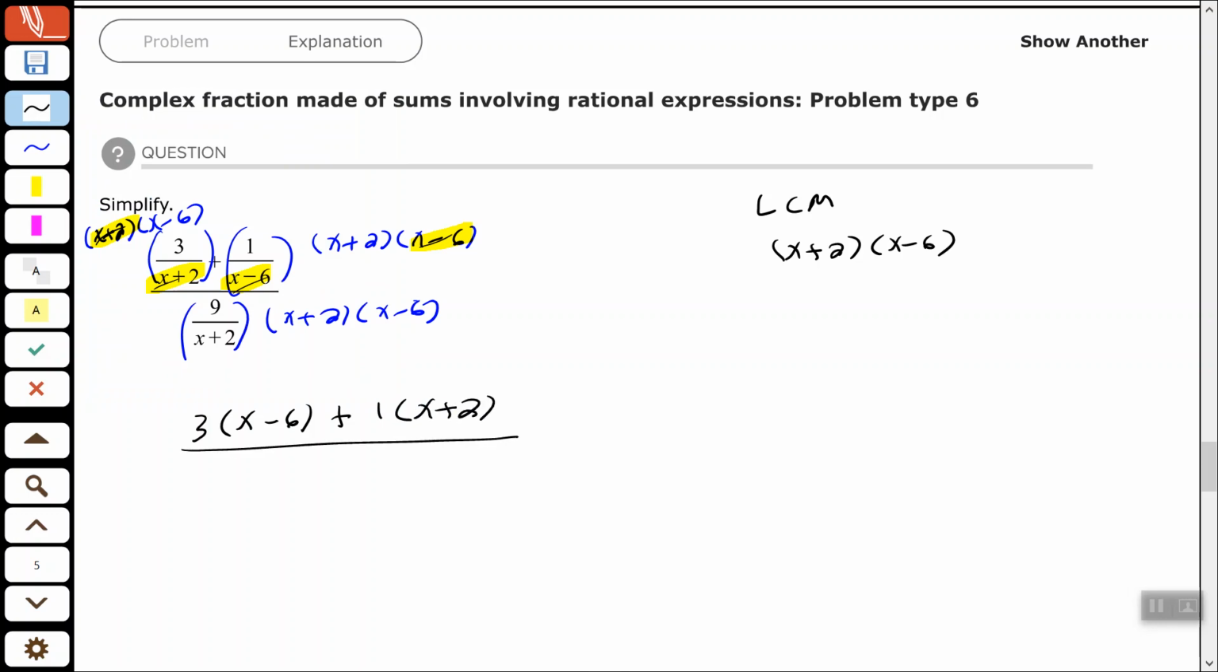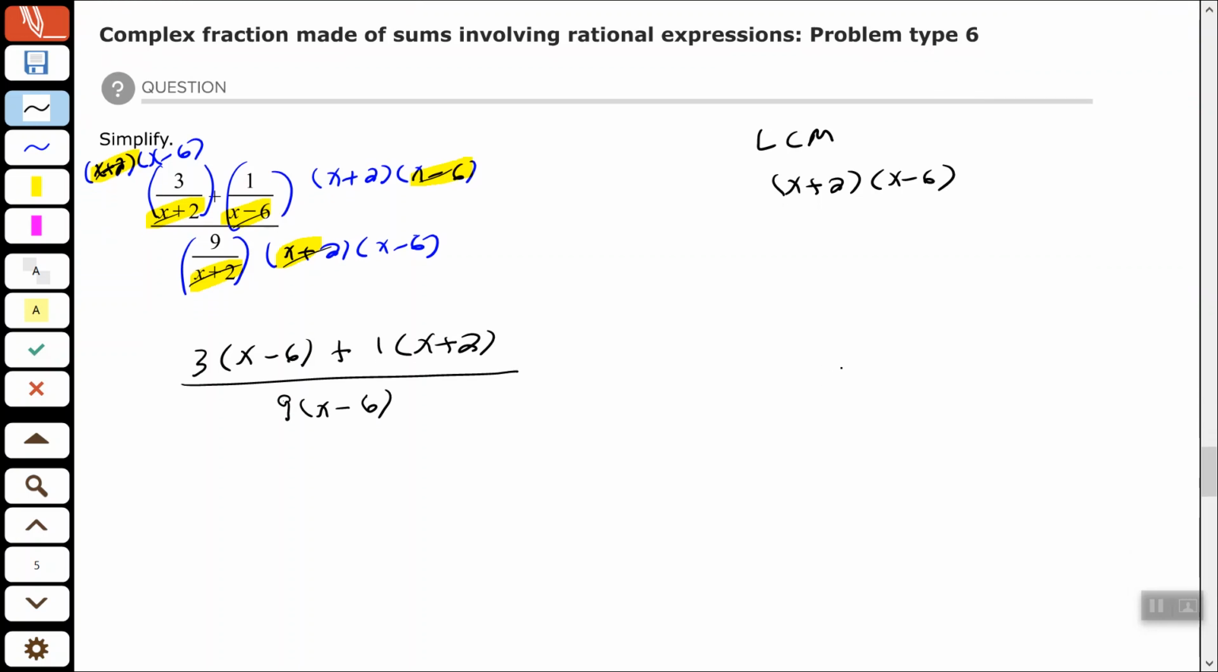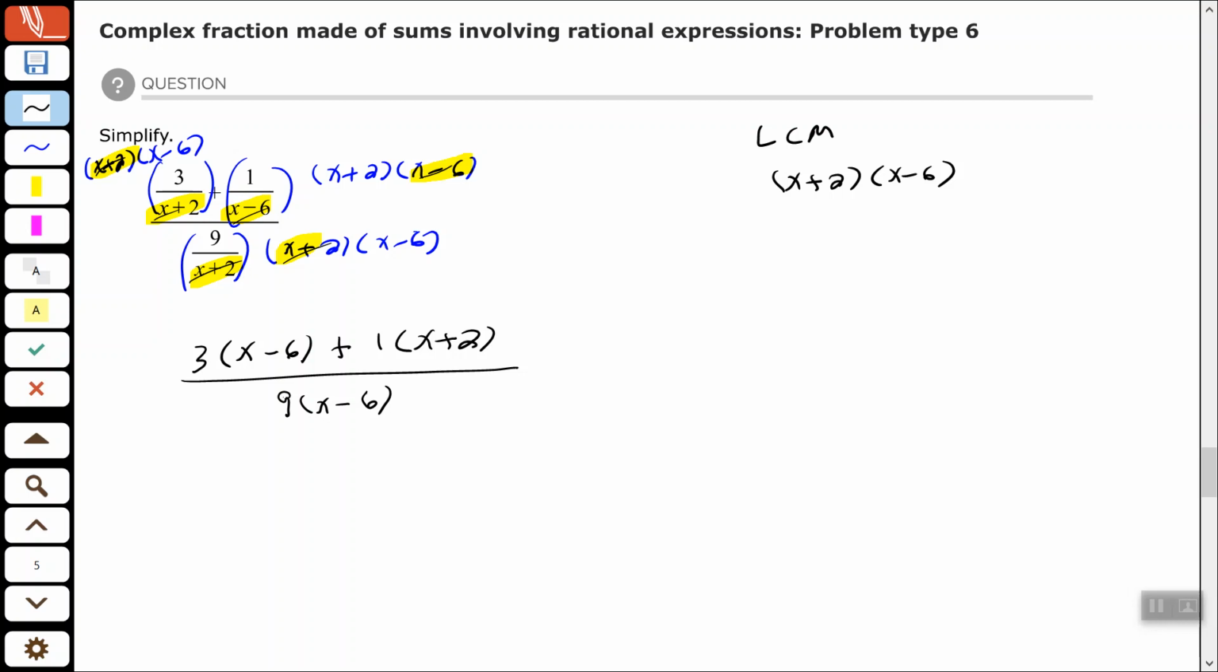And then on the bottom in my denominator down here, I can cancel the x plus 2's. So now I have 9 times x minus 6. So doing that, multiplying by that least common multiple, that allowed me to clear out all of those mini fractions. I just have one main fraction now. So from here, we want to simplify. We need to clear our parentheses, combine any like terms, factor again if we need to, and simplify.